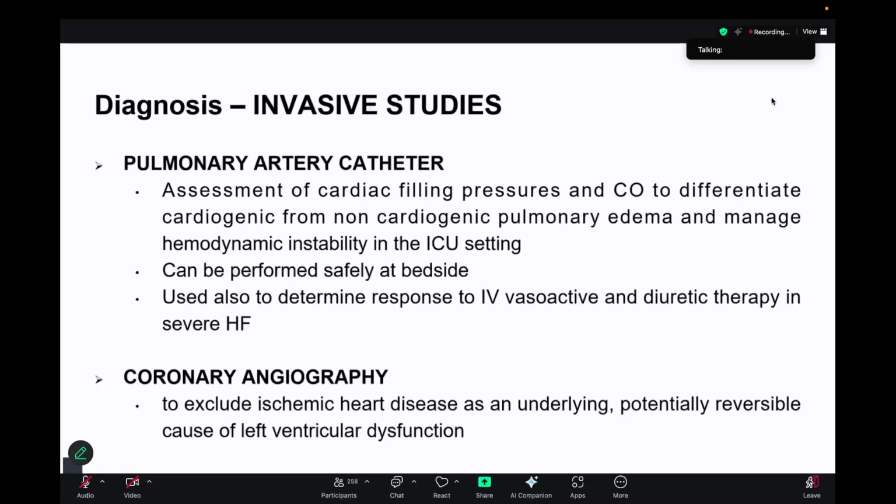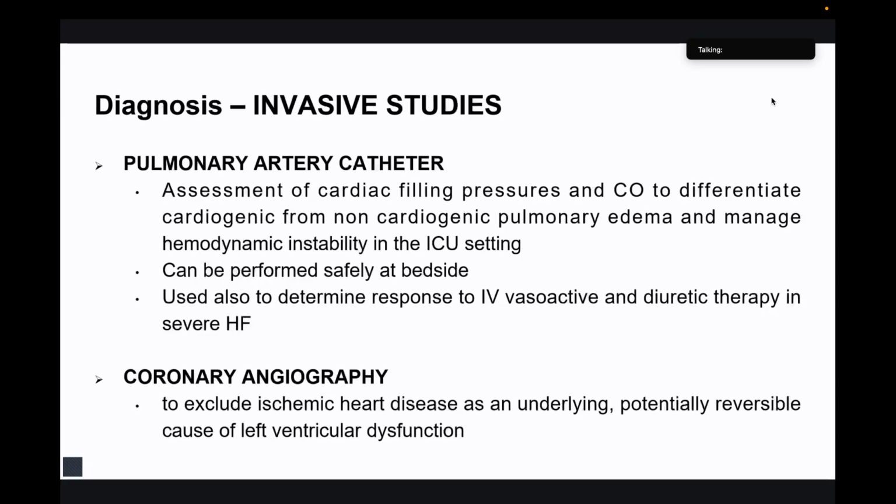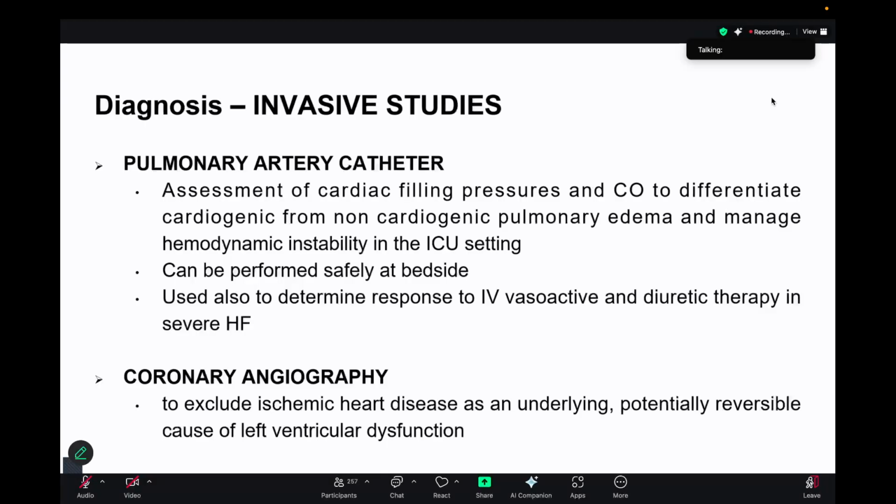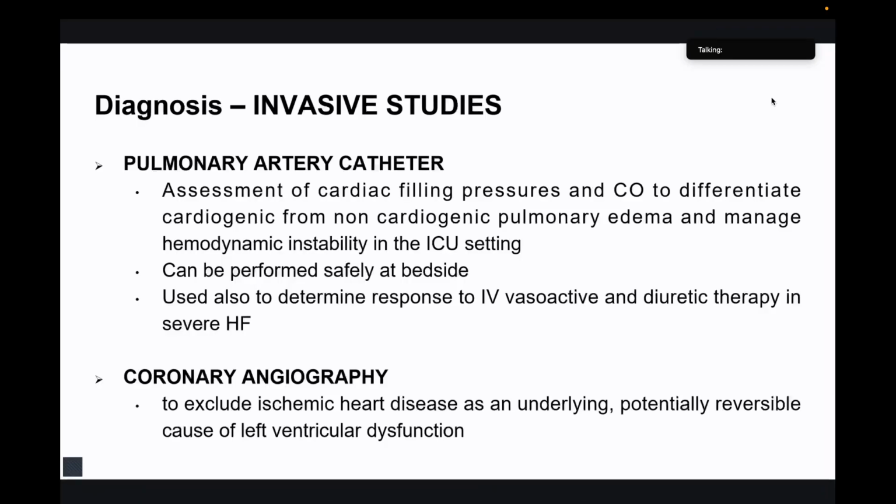Do we do invasive studies for patients with heart failure? Invasive studies such as the pulmonary artery catheter assess the cardiac filling pressures and cardiac output to differentiate cardiogenic from non-cardiogenic pulmonary edema and to manage hemodynamic instability in the ICU setting. Putting in a pulmonary artery catheter can be performed safely at bedside, and it is used to determine the response to intravenous vasoactive and diuretic therapy in severe heart failure patients. But we don't always put in a pulmonary artery catheter.